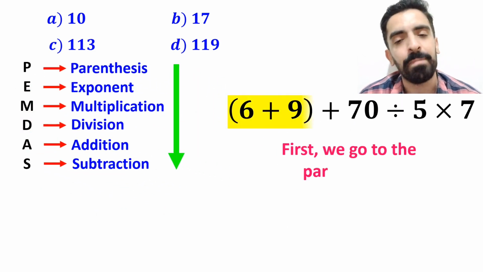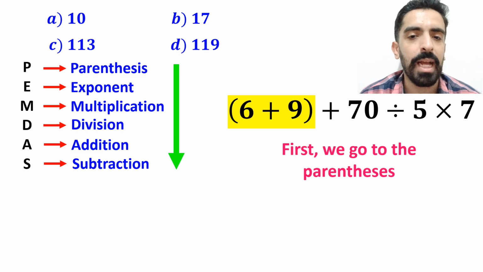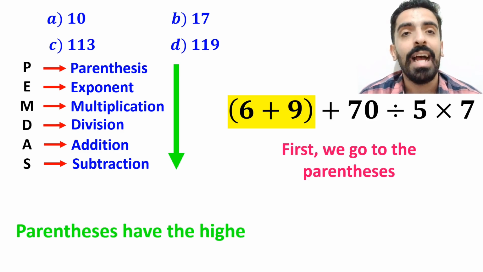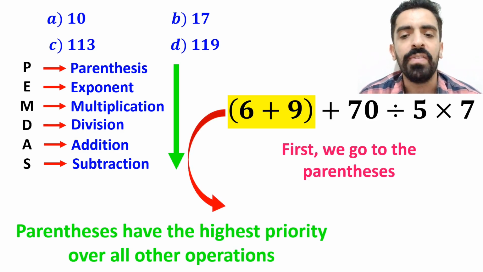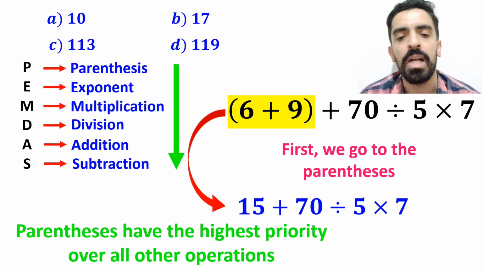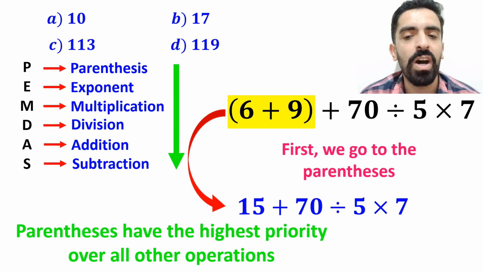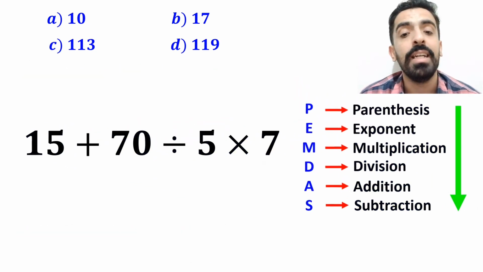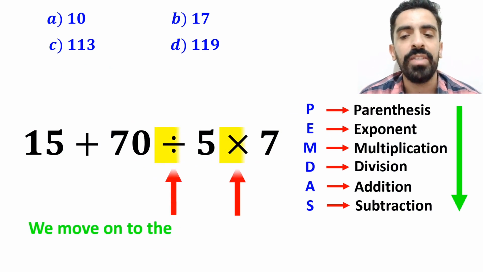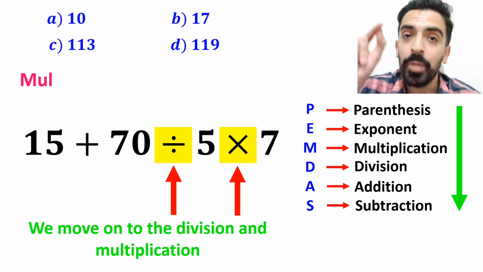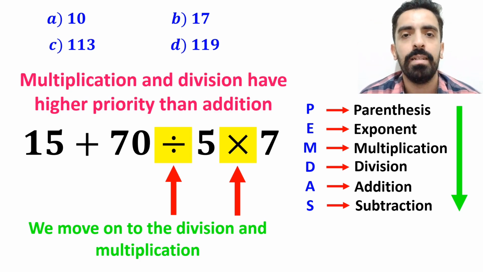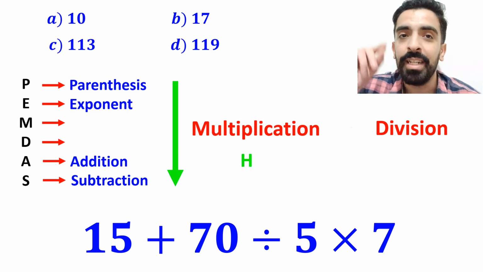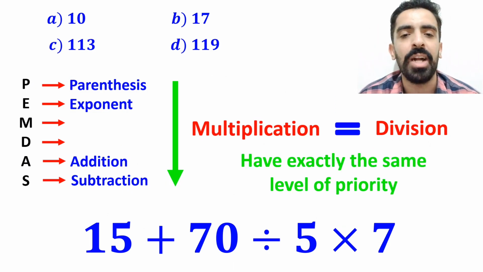Okay, first we go to the parentheses because according to the PEMDAS rule, parentheses have the highest priority over all other operations. So, we can write this expression as 15 plus 70 divided by 5 multiplied by 7. In the next step, we move into the division and multiplication because multiplication and division have higher priority than addition. However, it's very important to note that multiplication and division have exactly the same level of priority.